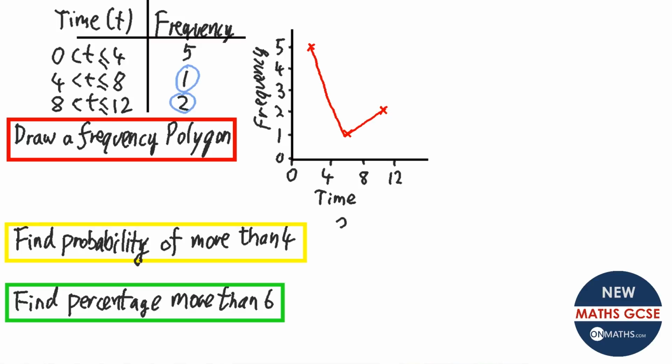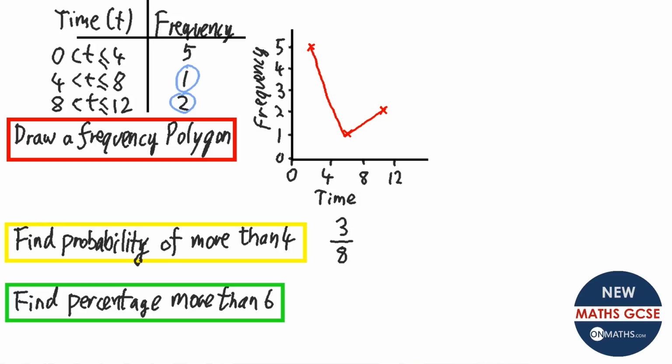So there are 3 that are more than 4, and to do probabilities, you put that over how many there were in total. So there were 8 in total, because we've got the 5 at the top as well. So it's 3 over 8. It's that simple.